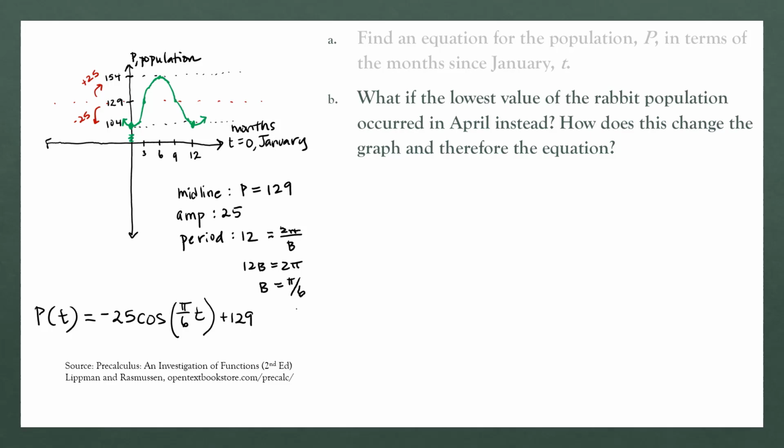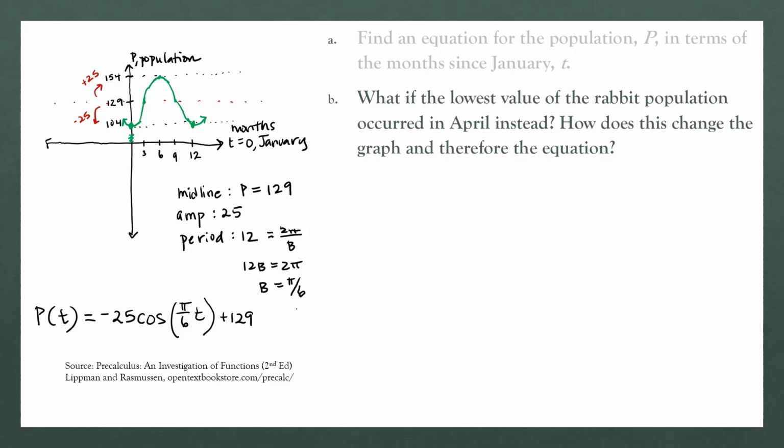The second part of this question says, what if the lowest value of the rabbit population occurred in April instead of January? How does this change the graph and therefore the equation? So I went ahead and took a screenshot of what we had done on the previous problem so that we could maybe have a better feel for what's going on here. The picture that we have, the graph in green, is a minimum in January. Now what it's saying is that that minimum is not happening until April.